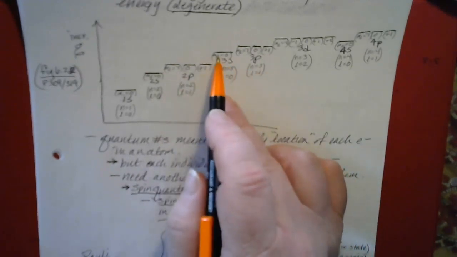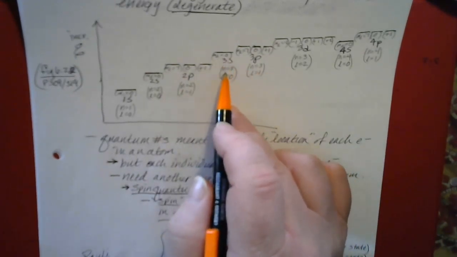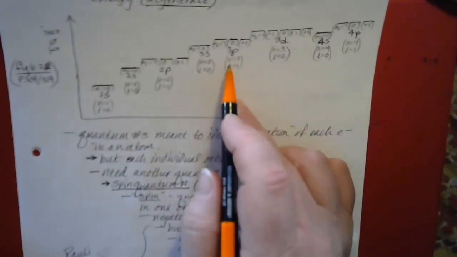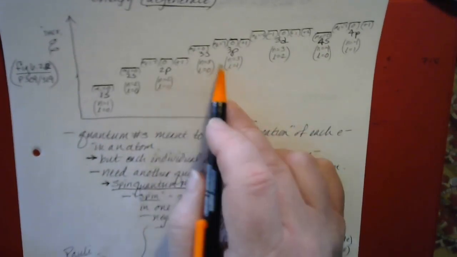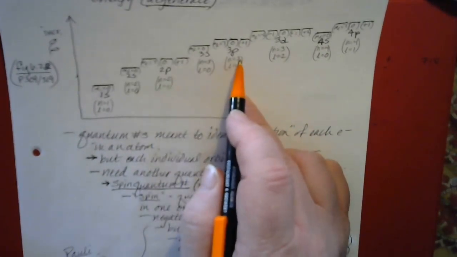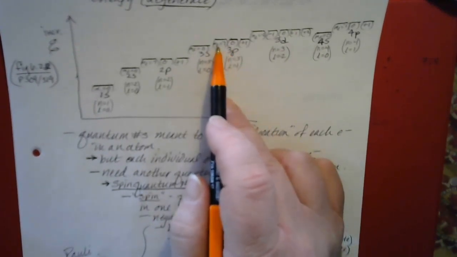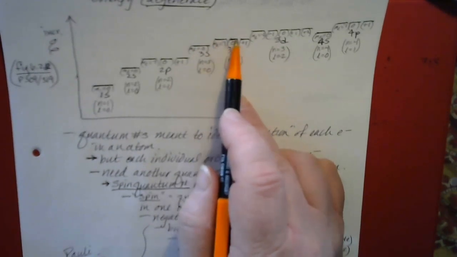-1, 0, +1. And then we go to 3s, n equals 3, L equals 0, because it's an S-type orbital, and m sub L equals 0. For the 3p, same idea as the 2p, except now n equals 3, but L equals 1, which corresponds to p orbitals, and m sub L equals -1, 0, or +1.